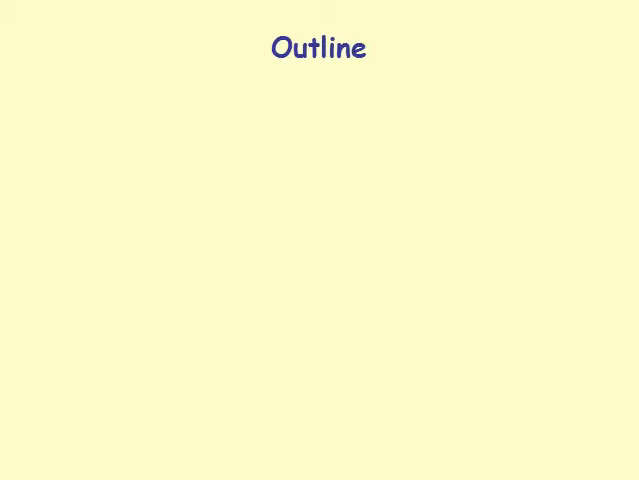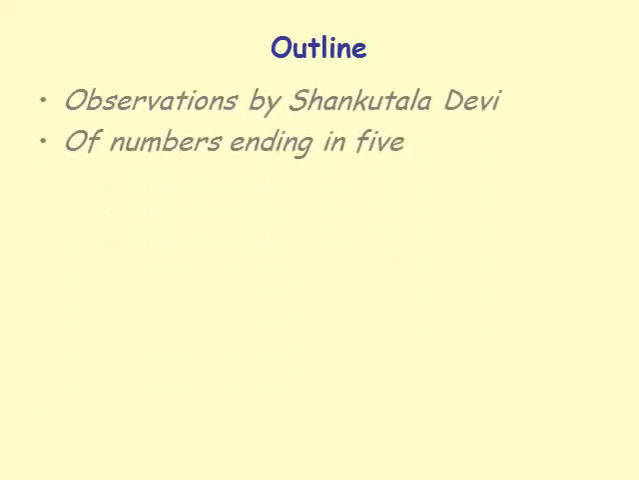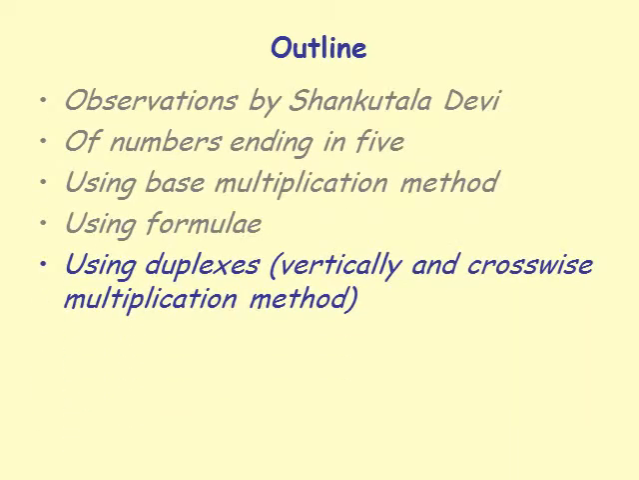Into the next section. Let's see what we're going to do here. In this section, we will find squares using duplexes. And duplexes come from the vertically and crosswise multiplication method. Let's continue.